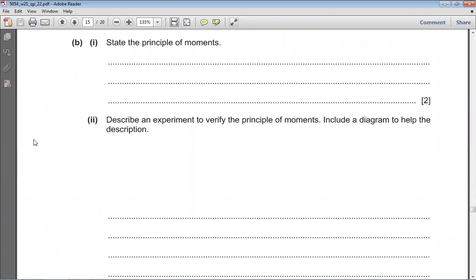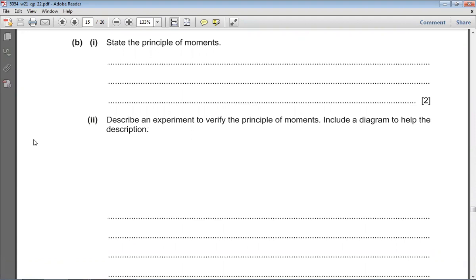Question number 8B, first part. State the principle of moments. The principle of moments says that if a body is in equilibrium, the sum of the clockwise moments will be equal to the sum of the anti-clockwise moments. You have to write this definition word for word.